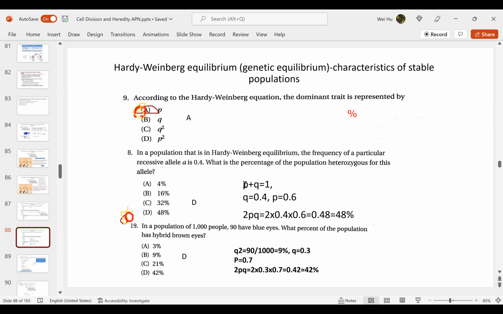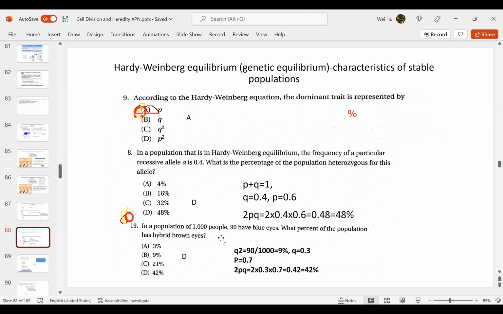Your concept is P plus Q equals 1. Here they already told you Q is equal to 0.4, so P must be 0.6. Then 2PQ, heterozygous, is equal to 48%. Let's look at this one. We already emphasized many times that all these equations are percentages. Here it is not a percentage. This is an actual number.